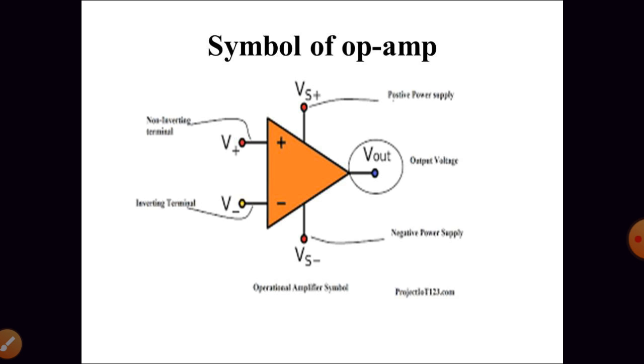Remember, op-amp has two inputs. One is non-inverting, second one is inverting, and one output is present. And plus VCC and minus VEE are applied at pin number 7 and 4 respectively.